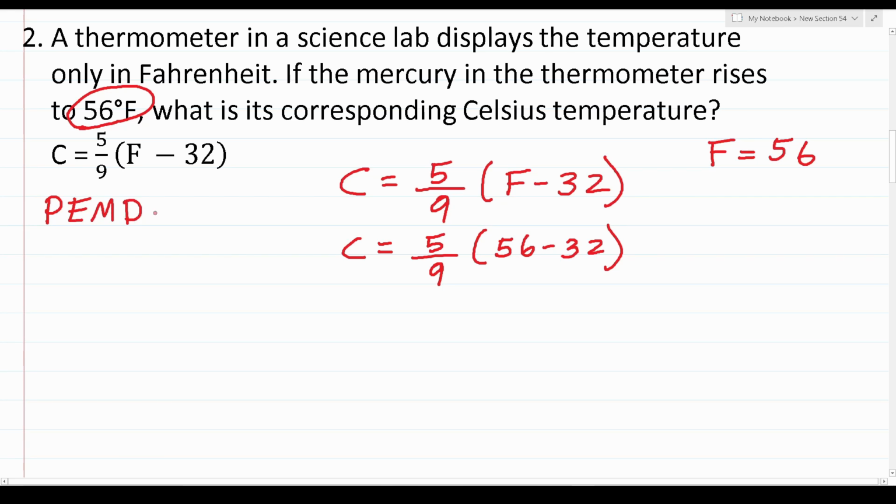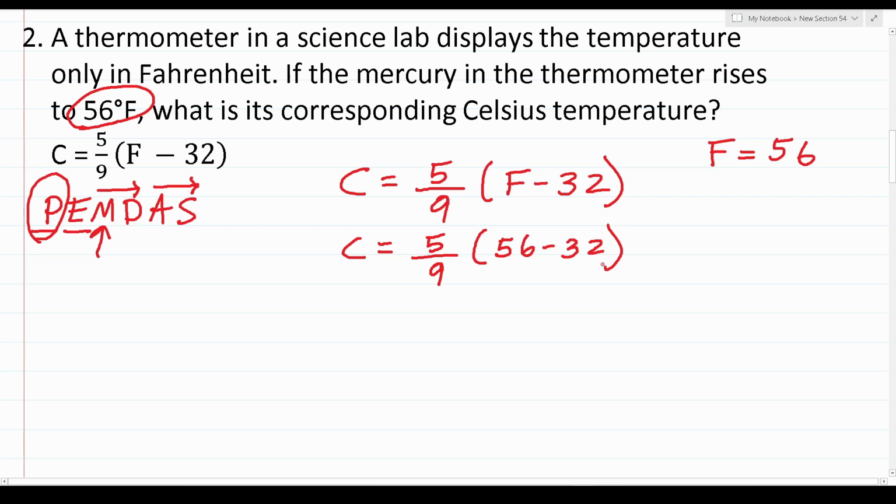PEMDAS, or Please Excuse My Dear Aunt Sally. This tells you the order in which to work out problems like this. You do what's in parentheses first, then exponents, then multiplication and division as they appear from left to right, and finally addition and subtraction as they appear from left to right. In this case, we have parentheses, so we'll do those first, and then after that, we'll do our multiplication.